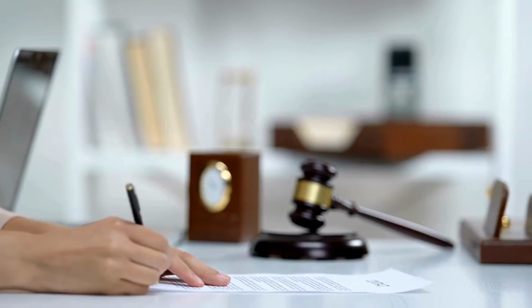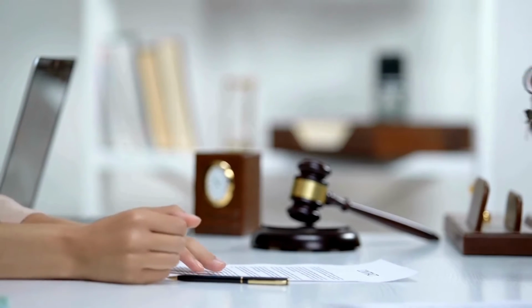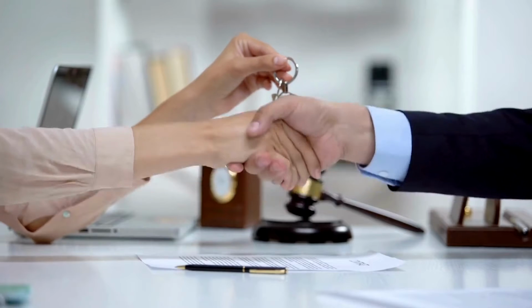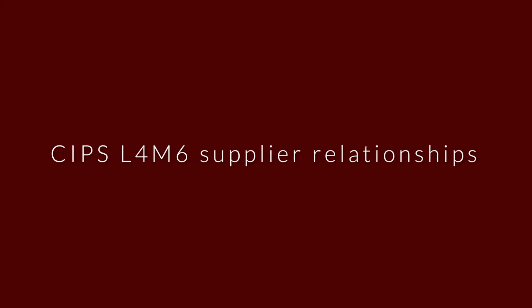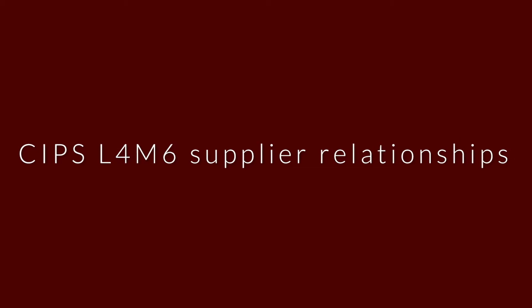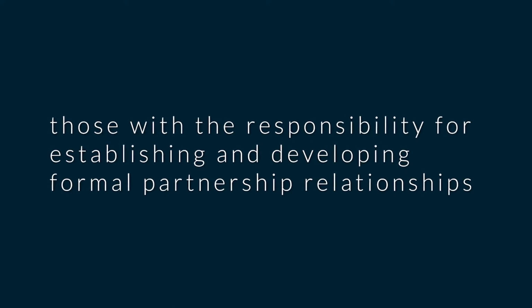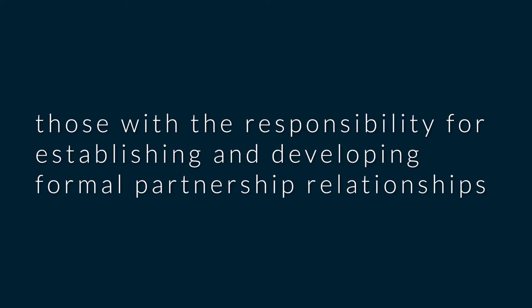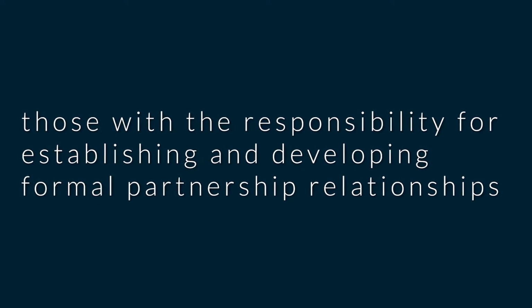In procurement and supply chain, you make a lot of decisions regarding sourcing activities to external suppliers. Of course, these decisions are summed up in contracts, but you still have to worry about the relationship with the suppliers. Now, the CIPS Level 4 Module 6, that is Supplier Relationships, is designed for those with responsibility for managing relationships with suppliers and other stakeholders, and those with responsibility for establishing and developing formal partnership relationships.